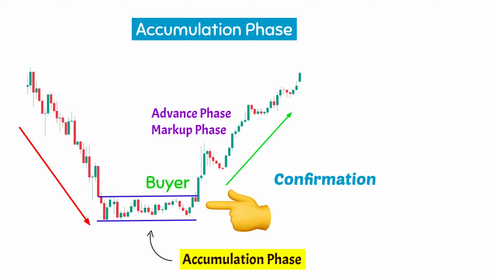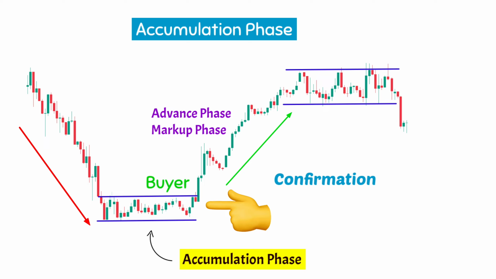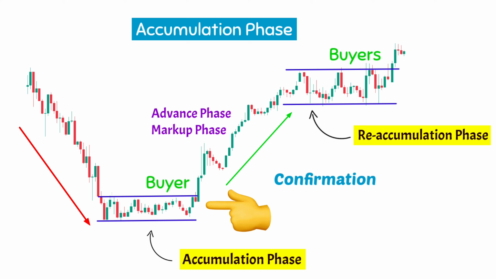Now let's say the market has been moving upward in an advance phase and has already made a strong bullish move. After some time, price starts moving sideways again and creates another range. At this point, there are two possibilities. The first possibility is that price breaks below the range. The second possibility is that price breaks above the range. If the breakout happens to the upside, this range is called a reaccumulation phase. Reaccumulation simply means that buyers are still strong.